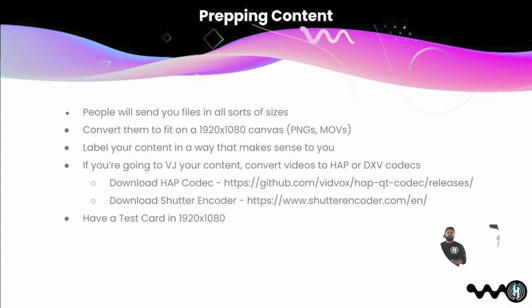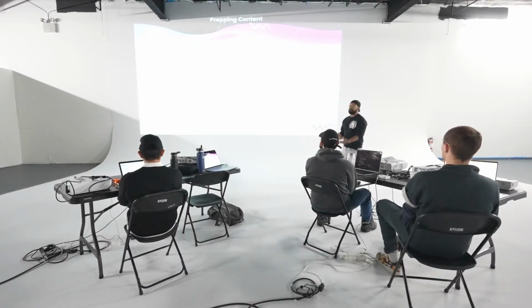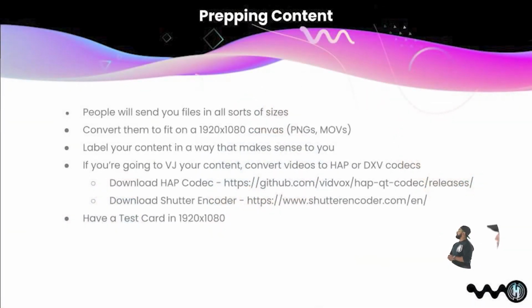That's the most important part right there, because if you're working on an older machine, your computer will get bogged down as the more effects and layers that you add to it. So I have some links here. Of course, I'll share this with everybody in the class, but know that if you're going to VJ and add layers and add effects to it, you definitely want to have those video files in HAP codec or DXV.